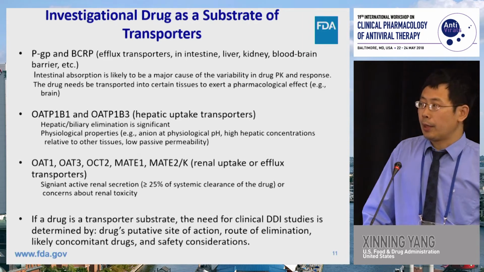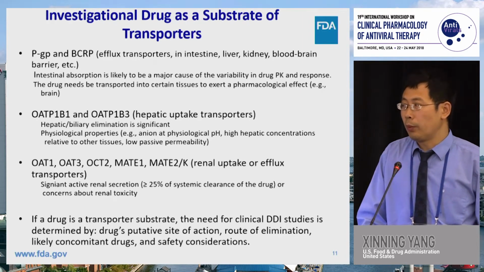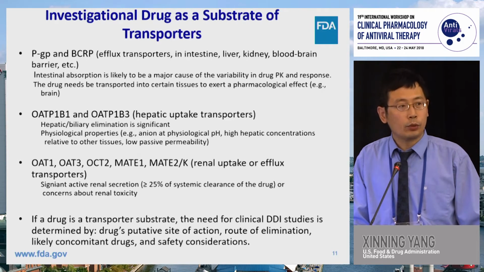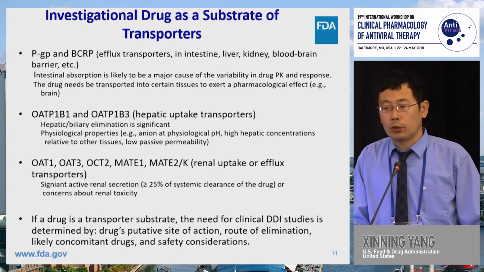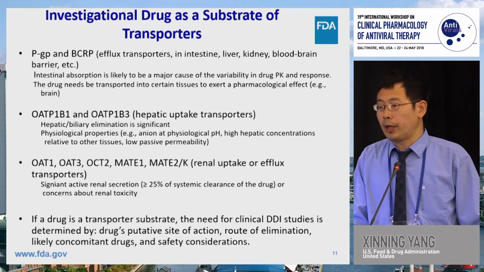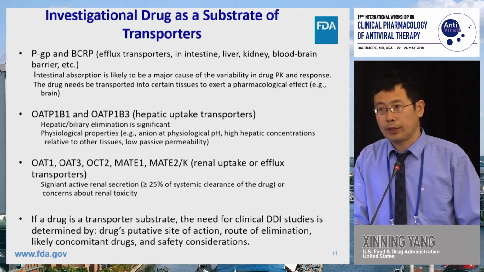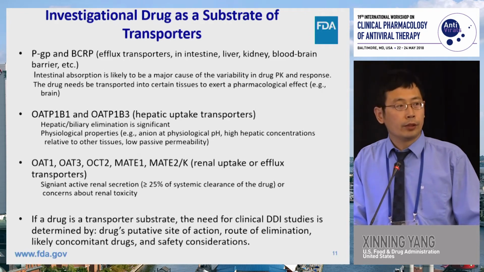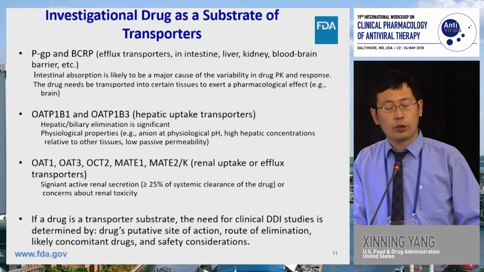And the other group is the uptake transporters called OATP1B1 and 1B3, present in the liver, which mediate uptake of a number of drugs into the liver. And the third group is the renal transporters: the uptake transporters OAT1 and OAT3 for anion drugs, OCT2 for cation drugs, and MATE, the efflux transporter on the lumen side of the tubular cells, which mediates drug excretion from the kidney cell into urine.